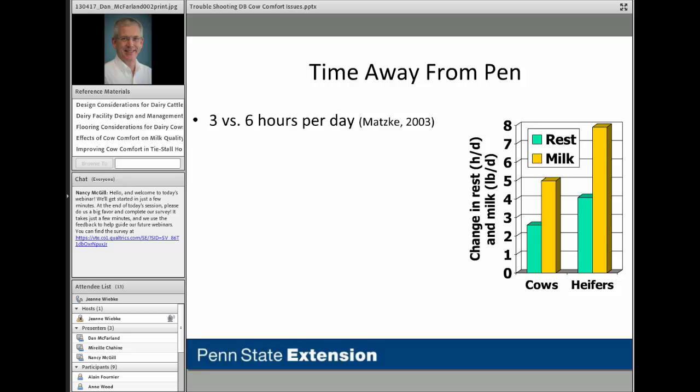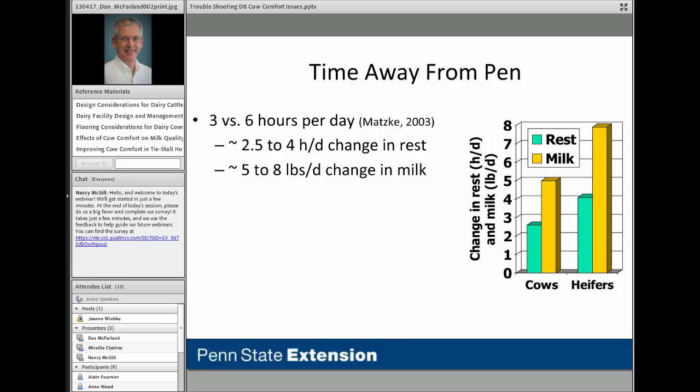Time away from pen, here is a study done comparing 3 hours versus 6 hours a day away from the pen, looking at cows and first lactation animals. And you see by the chart there that as far as the change in resting time, there was a change from 2.5 to 4 hours per day in resting time, which is significant. And also 5 to 8 pounds per day, a change in milk.